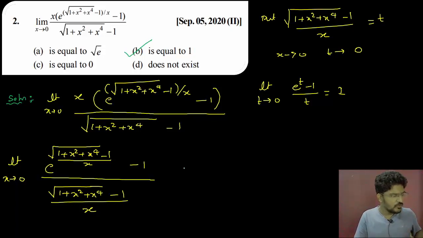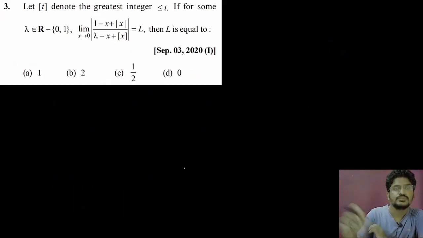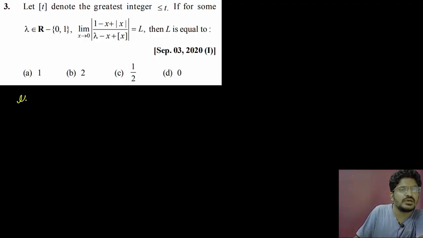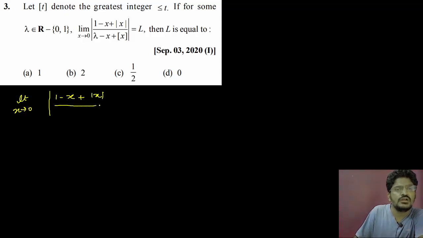Now we can go for the third problem. That is what they have given. Let square bracket t be the greatest integer less than or equal to t. For some lambda belongs to R minus the set {0, 1}, limit x tending to 0 of (mod of 1 minus x plus mod of x) divided by (lambda minus the greatest integer of x) is equal to L. Then they are asking what L is.